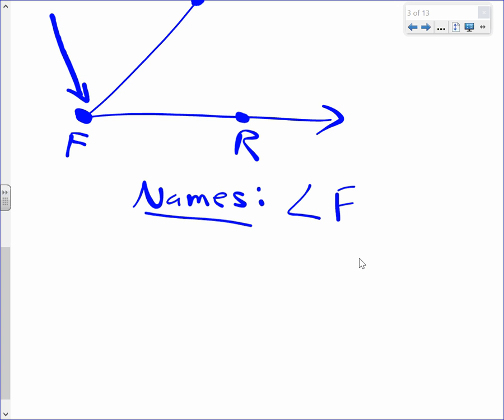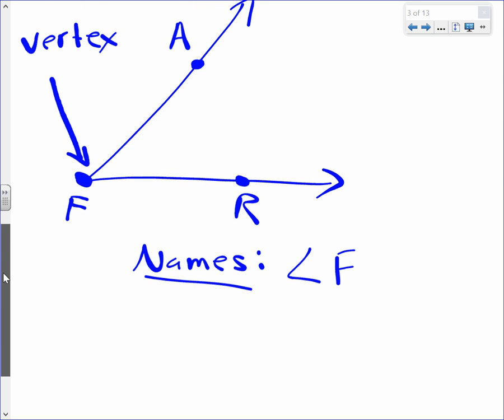There's another way to name an angle, though. 2 more ways. I can use a 3-letter method, like connecting the dots. I can call this angle AFR. Angle AFR. Notice how the middle letter was the vertex. If you're going to use a 3-letter method, you got to ensure that the middle letter is the vertex. So a legitimate name for this angle is angle F. A legitimate name for this angle is angle AFR.